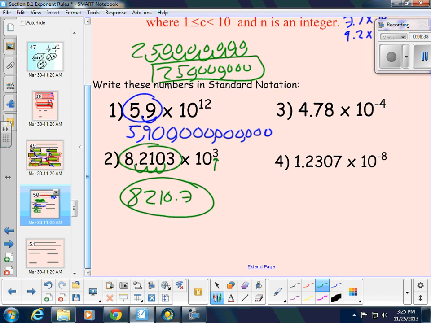So again, just realize, when you have something times 10 to some power, it doesn't mean just throw a bunch of zeros on the end, or however many zeros this says. I have to move the decimal over however many times it tells me. In this case, I didn't even get to the end of that number, 8,210.